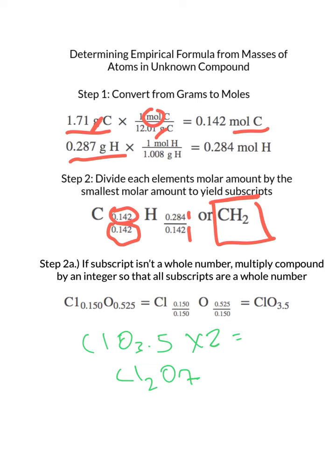You may also have to determine an empirical formula when given the percent compositions for the elements in a compound. In this case, all you have to do is convert percentages to grams first, and then we can solve the problem in the same way that we did earlier.